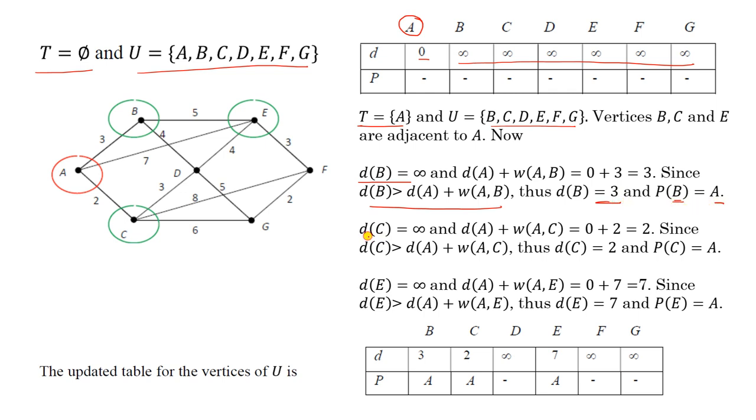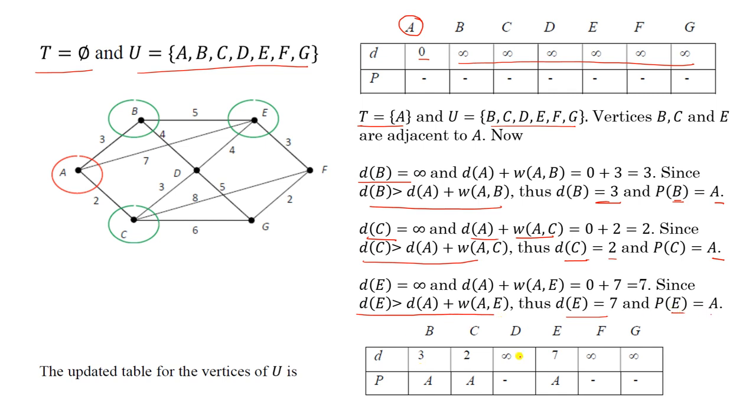Similarly, dC equals infinity, this is the existing distance, and dA plus WAC means the distance of C through A. This is 0 plus 2, 2. So this condition is satisfied. So we will write dC equals 2 and PC equals A. This is, the parent of C is A. Similarly, we will calculate dE, this is infinity, the existing distance, and the distance of E through A, this equals 0 plus 7, so 7. So this condition is again satisfied. So you will write dE equals 7 and the parent of E is A.